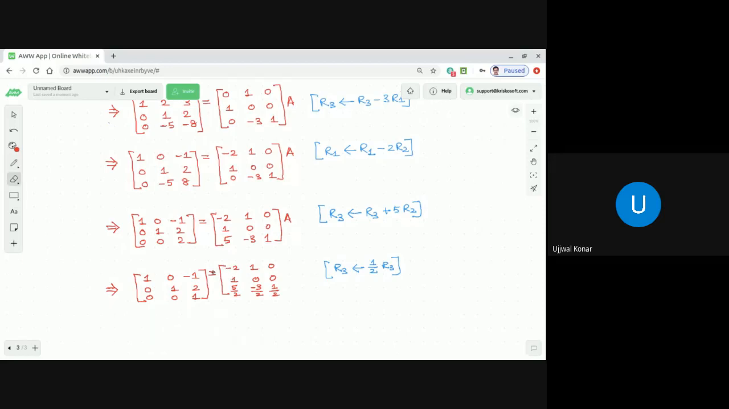Okay, let me do one thing. Let me write this matrix in a little bigger manner.